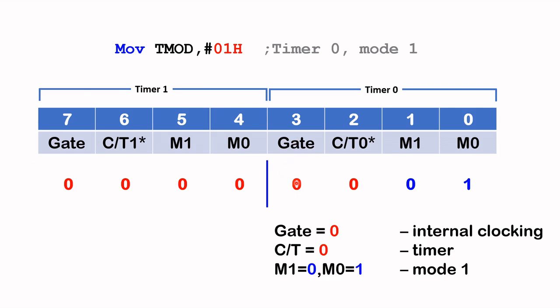Now, gate is set to 0 because I'm using an internal clock. I'm using this as a timer, so this bit here is set to a 0. Now I want to operate in mode 1, so M1 is set to a 0 and M0 is set to a 1. So this will set this timer 0 to mode 1.